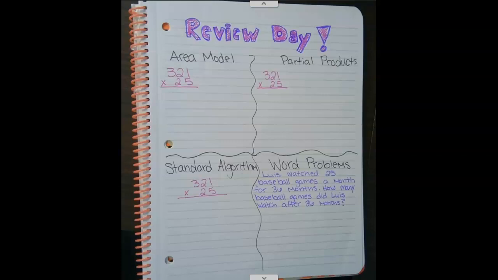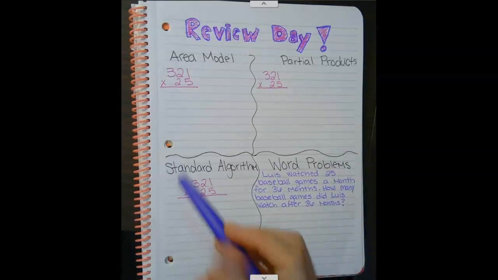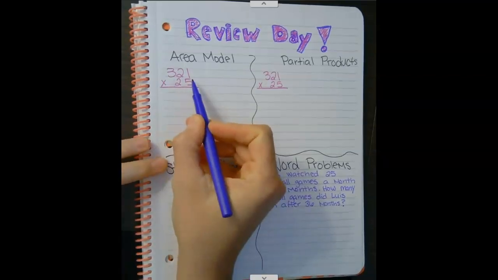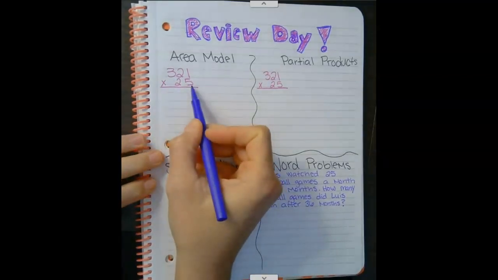Alright guys, so today we're going to use this class period as a review day. So I'm going to show you or model for you one example for each of the 4 things that we've been working on. So I'm going to start off with an area model first. So we're going to take 321 and we're going to multiply it by 25.